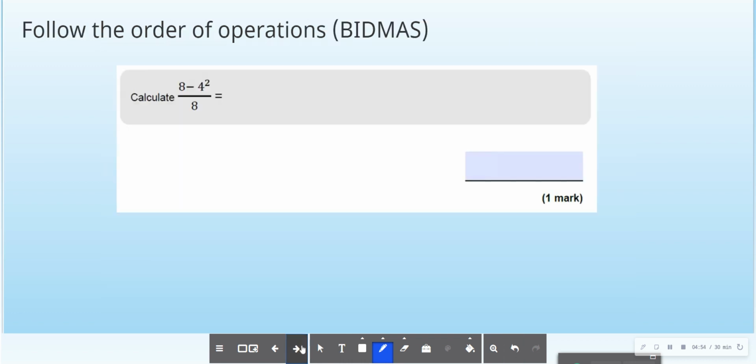Okay. Order of operations, which is BIDMAS. Remember, brackets, indices, divide, multiply, add, and subtract.